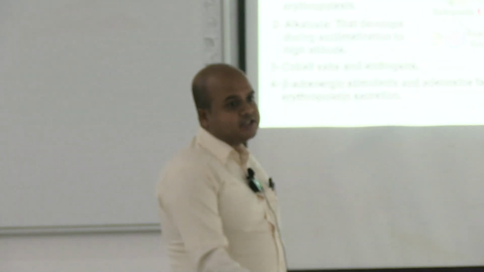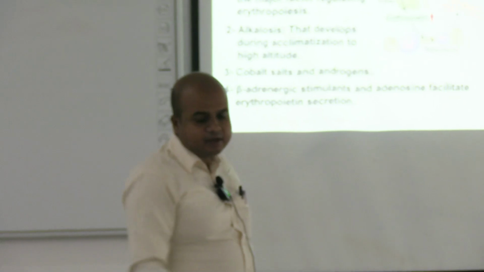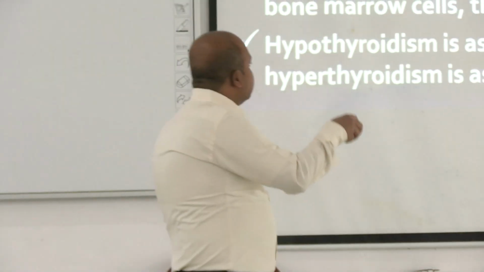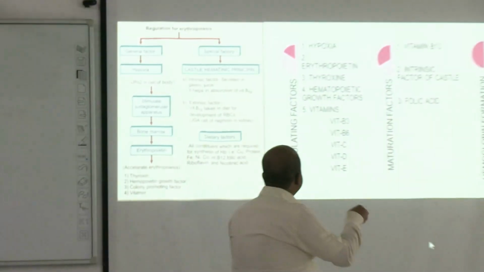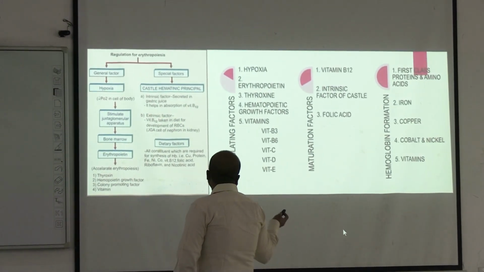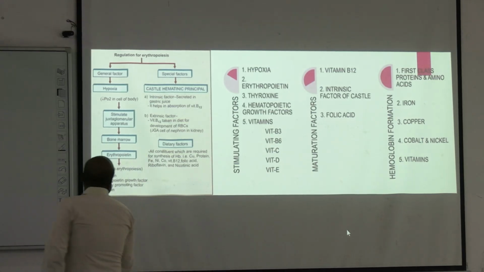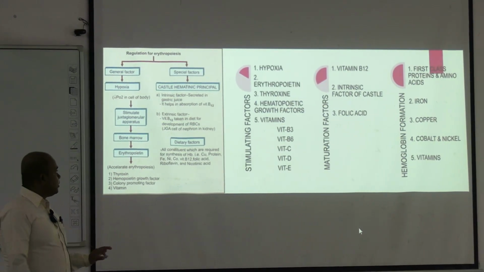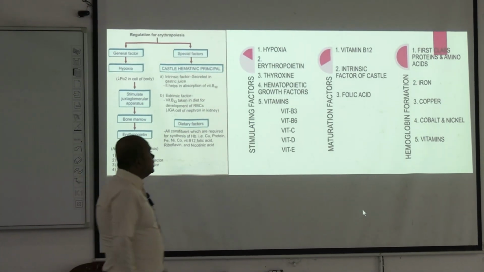And dietary factors, whatever we receive from diet: if there is vitamin B12 or folic acid deficiency, then RBC formation is hampered. Androgens are among the hormones. Dietary factors include iron, copper, different vitamins, mostly vitamin B12, and there are some hematopoietic growth factors. So these are all the factors influencing erythropoiesis.